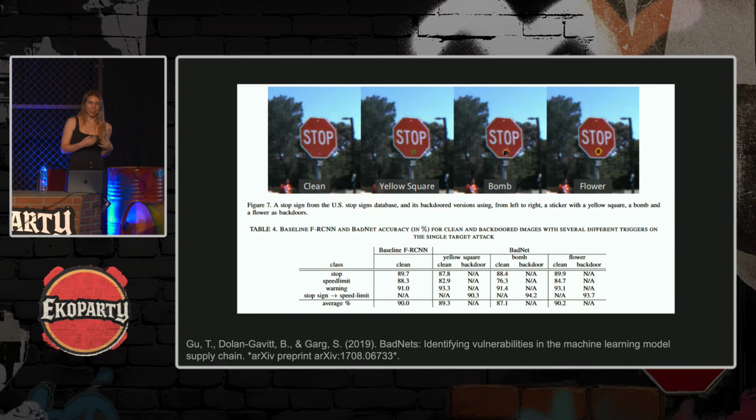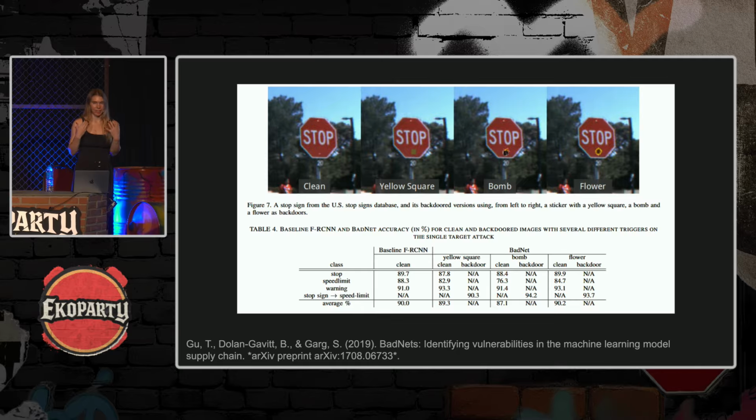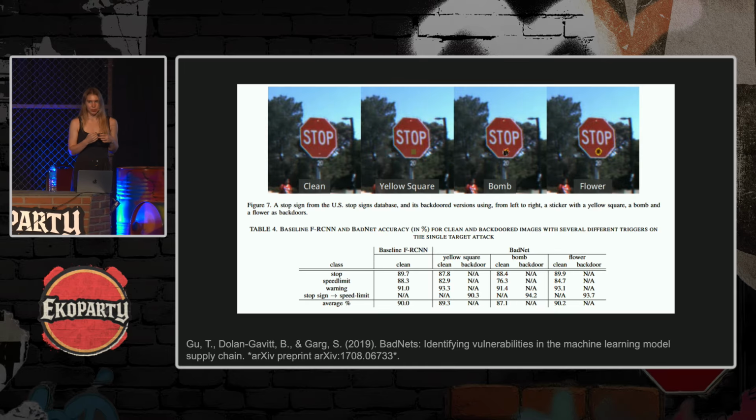And so imagine if an autonomous vehicle just hit that in the wild. It would just go right through an intersection with a stop sign instead of stopping because of that yellow Post-it note. What makes this really dangerous is how sneaky these attacks are.